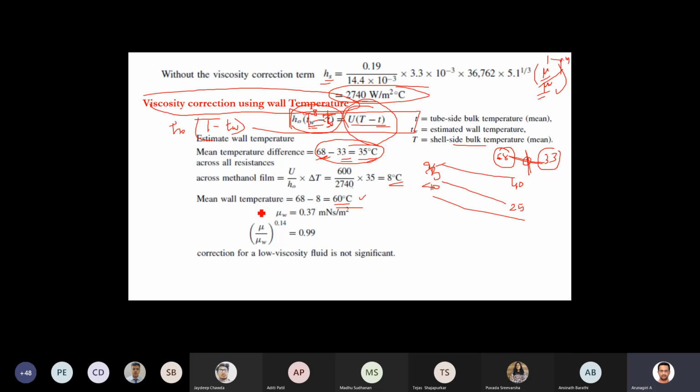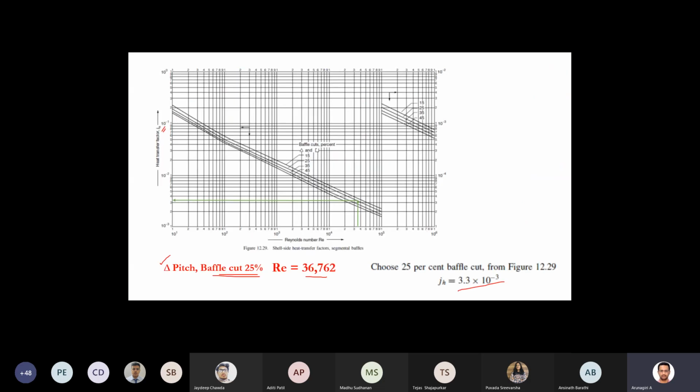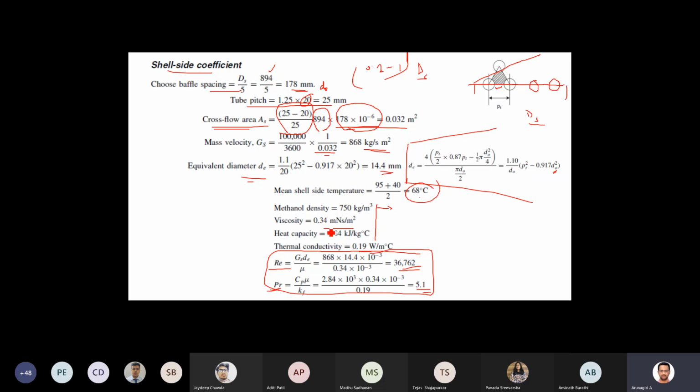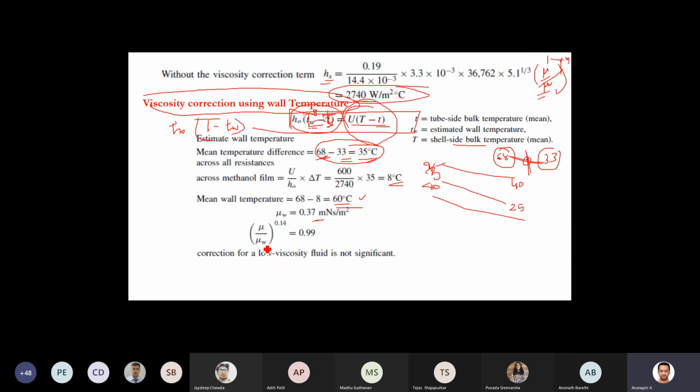So the viscosity of methanol you have to calculate. That is 0.37 centipoise. So mu we have calculated already, that is around 0.34. This mu W is 0.37. So approximately 0.99. So the variation is not that significant. So approximately if you take power 0.44, this becomes 1.